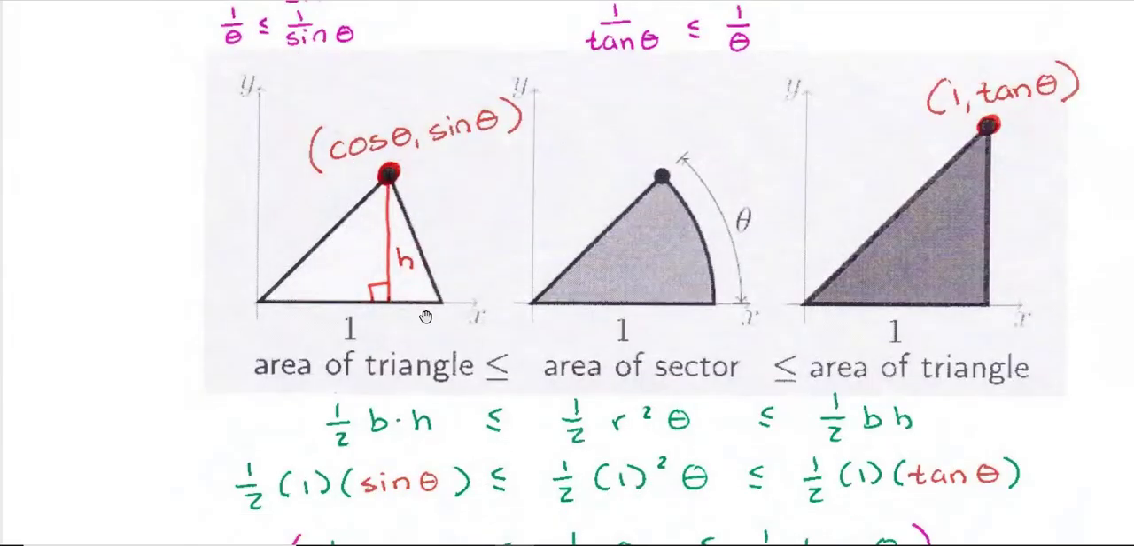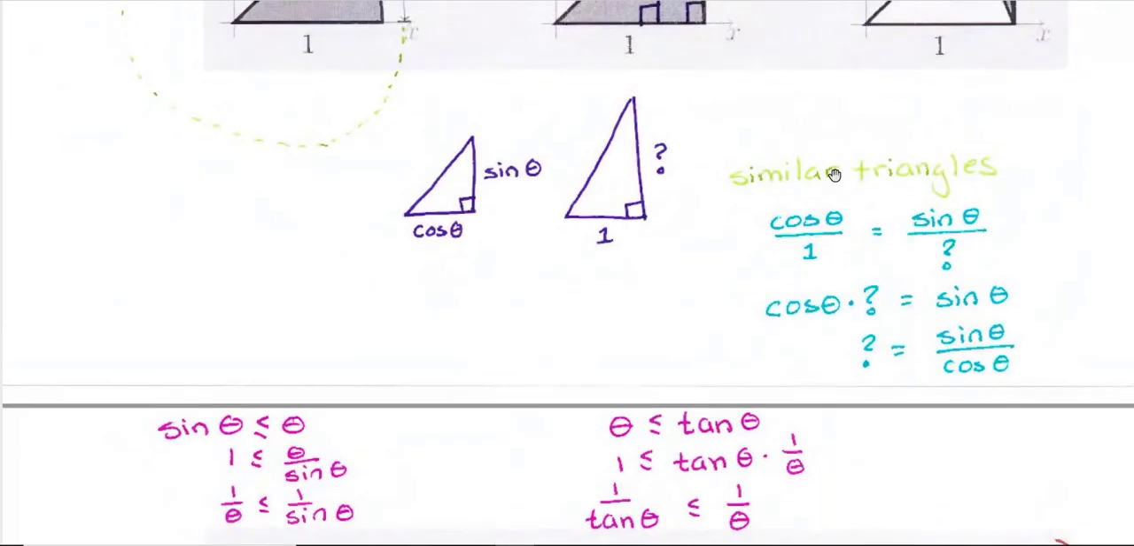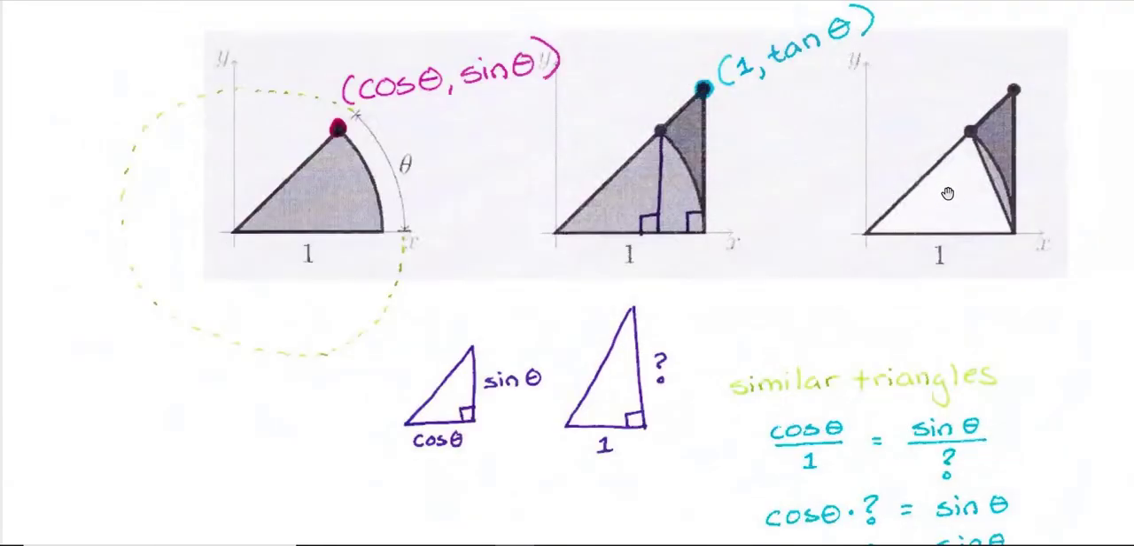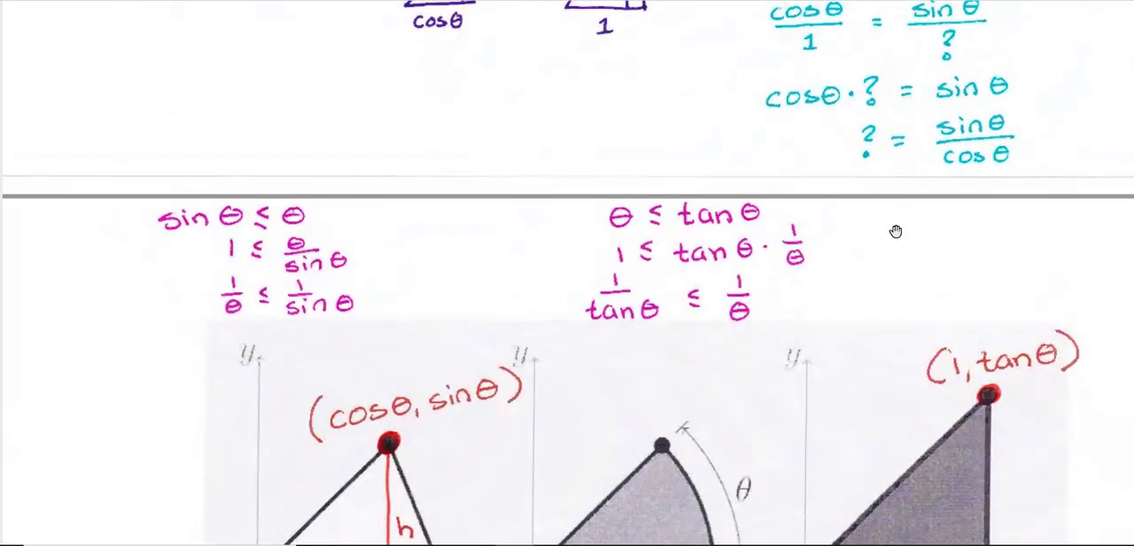So here's that first triangle that has a base of 1. This ordered pair is cosine comma sine. Here is that sector, that arc thing that we had here, where this is the angle theta, and here is that larger triangle. Well, as you can see, based on this picture right here, this triangle's area is smaller than this sector's area, which is smaller than this bigger triangle's area.